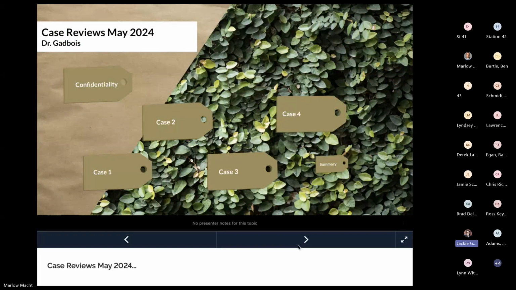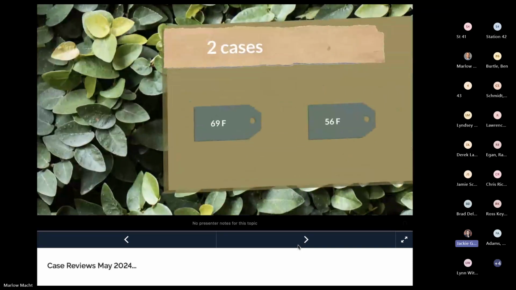All right, moving on to case 2. This is a case of 2 patients. It might just have been coincidence, but we've had 2 similar cases in the last month, so I decided to present both of them. Next.